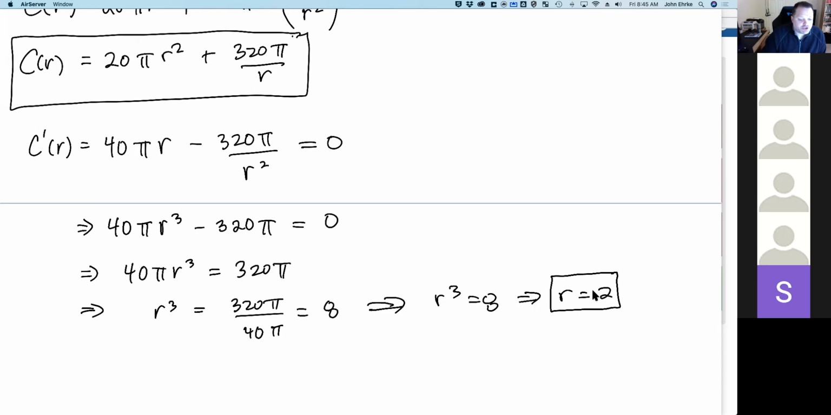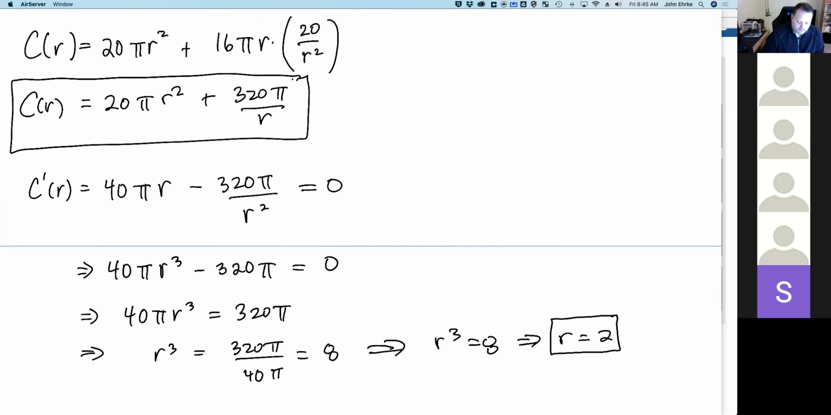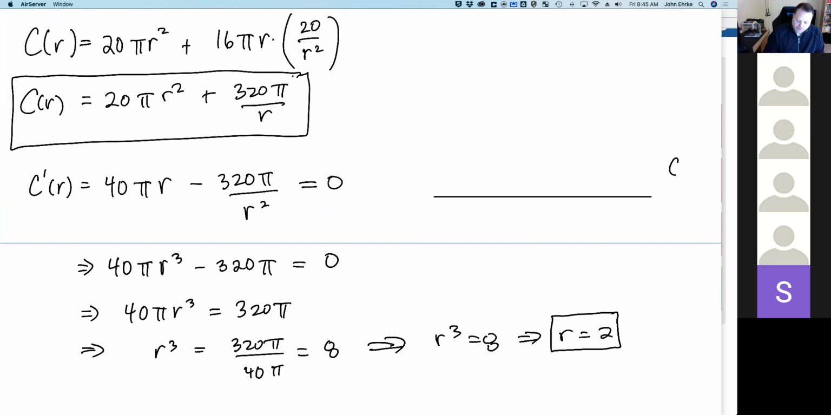We do need to check whether or not this is a max or a min. So there are many potential ways to do that. You could create a sign chart. So I'm looking at C prime, the cost, and I'm looking at my critical point 2, and I'm going to test on either side of it.